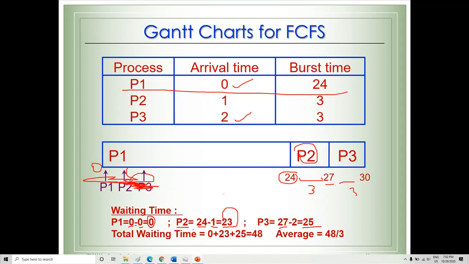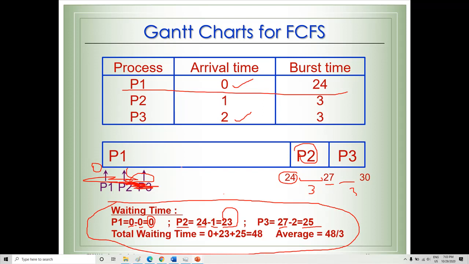So total waiting time is 0 plus 23 plus 25 is 48. Average is 48 divided by 3. So the average waiting time for these 3 processes in the ready queue is 48 divided by 3.